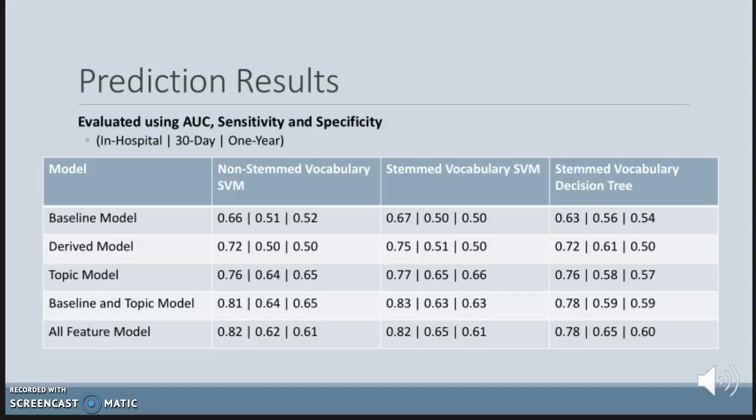In-hospital prediction performed significantly better than 30-day and 1-year, and this seemed reasonable to us because those with the strongest indicators for mortality are more likely to pass away while in the ICU, and those who pass away after being discharged could be influenced by other factors that we cannot include in the model. Our highest performing model was our baseline and topic model for predicting in-hospital mortality using topics derived from the stemmed vocabulary.